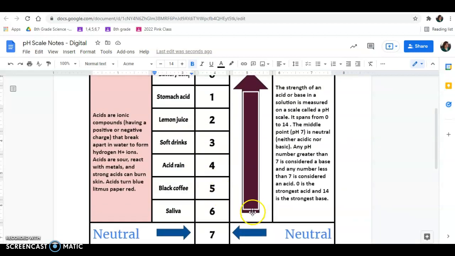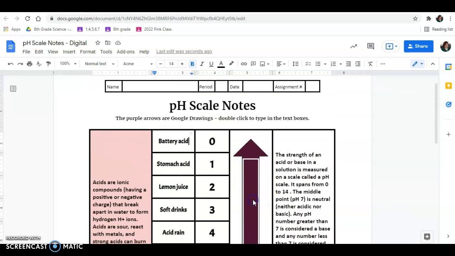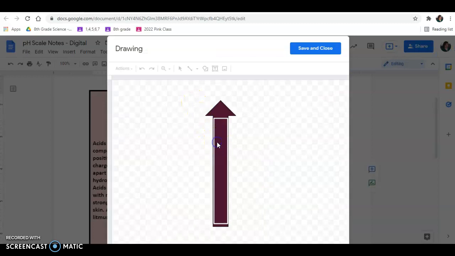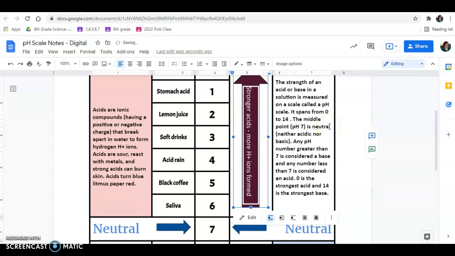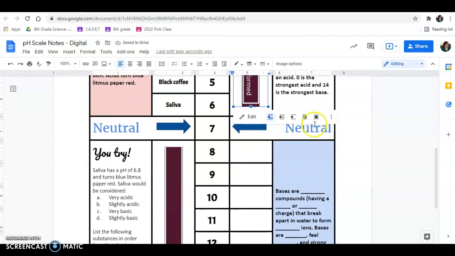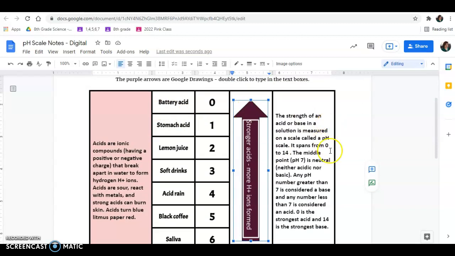So when we go from 7 to 0 in this arrow here, I'm going to type. So these are stronger acids going towards the top, meaning they're going to have a lot more H plus ions. They're going to have a lot more H plus ions. Okay. So that's the top section.